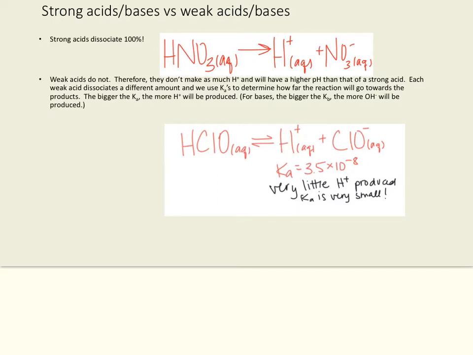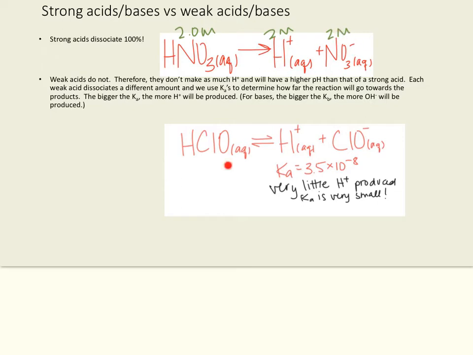All right, strong acids and bases versus weak acids and bases. Remember, strong acids and bases dissociate 100%. So if you have a 2 molar solution of nitric acid, you're going to get 2 molar H and you're also going to get 2 molar nitrate. So all of this turns into this. So there's essentially none of this in the solution. There's no HNO3. It's all H's and all NO3s.